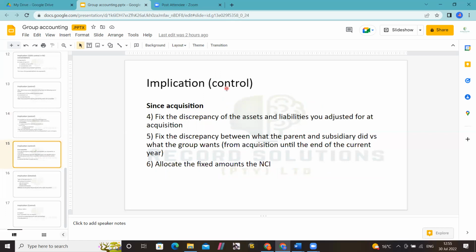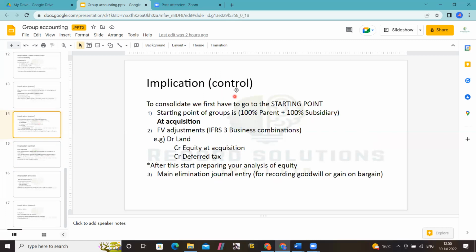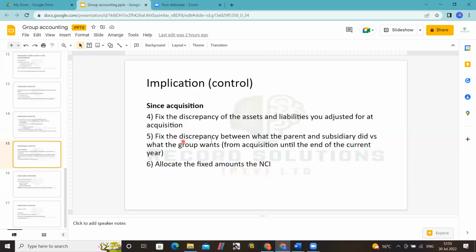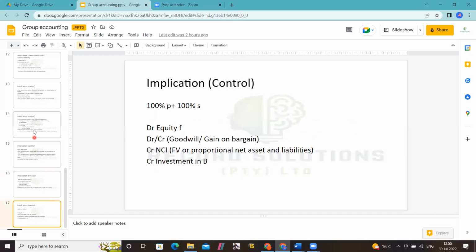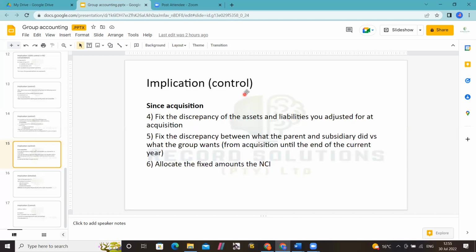I will show you that. And then the last one is to fix other discrepancies of what happened in the future. So, like I said, if let's say the parent sells to the subsidiary, those intra-group transactions, fixing them also, and then after fixing them, allocating the rest to non-controlling interest, right? And that's basically the whole run-up of groups.